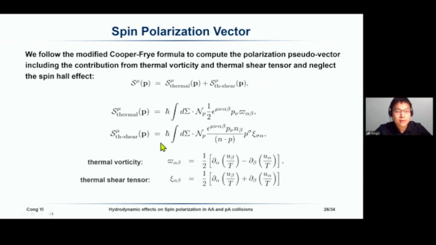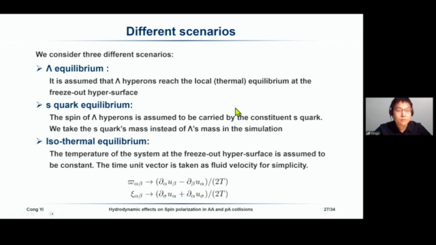For the 8 TeV p-Pb collisions, here we will neglect the spin Hall effect and concentrate on the spin polarization contributed by the thermal vorticity and the thermal shear tensor. In addition, we have also considered 3 different scenarios. In the lambda equilibrium, we assume the lambda hyperons reach local equilibrium at the freeze-out hypersurface, so we can use the Cooper-Frye formula to calculate the spin polarization of lambda hyperons directly.